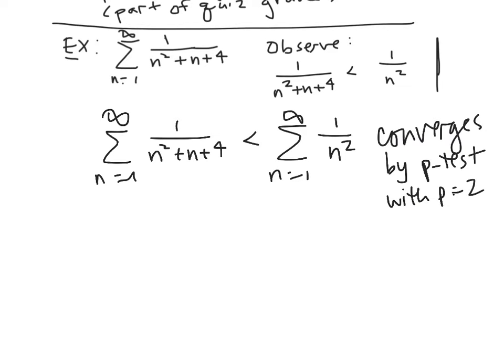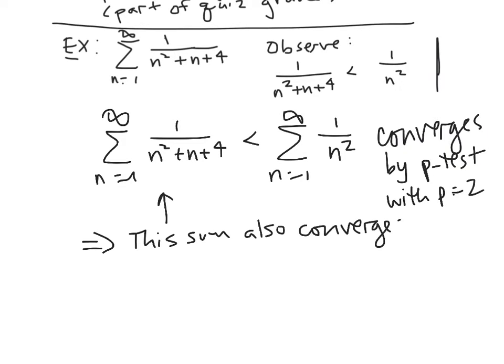And we know that the p-series will converge for p bigger than 1, and it will diverge for p less than 1 or equal to 1. And we see that here we have the sum of the series 1 over n squared, and the p is 2 in that case. So what this tells us is that this sum must converge, because it's positive and it's less than another sum that we know converges.